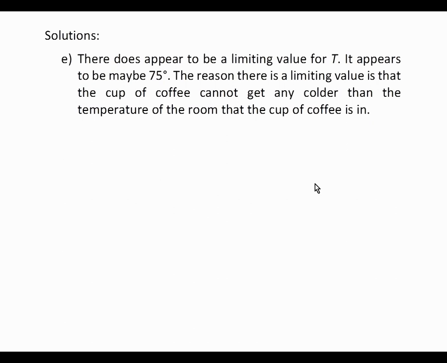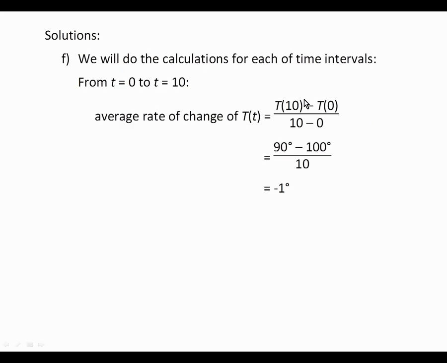Question F is to find a table for rate of change of T of t. So we're going to do the calculations for each of the time intervals from t equals 0 to t equals 10. T of 10 minus T of 0 over 10 minus 0. Remember, the denominator is always going to be 10 because we did it in 10 second increments. So I got 90 degrees minus 100 degrees over 10, negative 1 degree. It's negative because remember, it is cooling down.